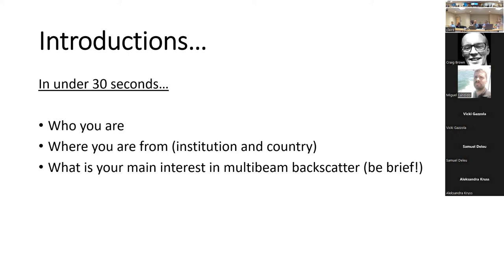Hi, I'm Nick Smith. I'm at the Center for Coastal Ocean Mapping down at UNH. And in terms of my interest towards multibeam backscatter, it originally started with Tom Weber, working on a lot of calibration work that's been expanded to the whole end of it, including backscatter processing and so forth.